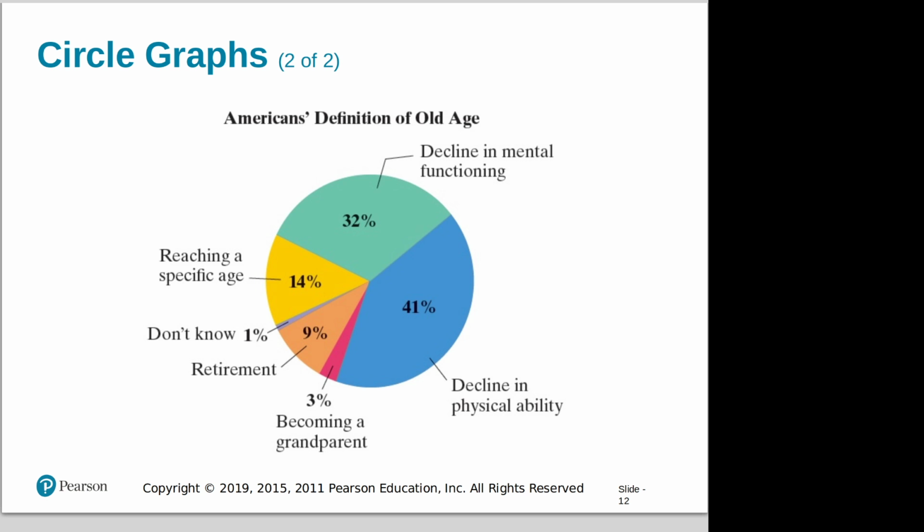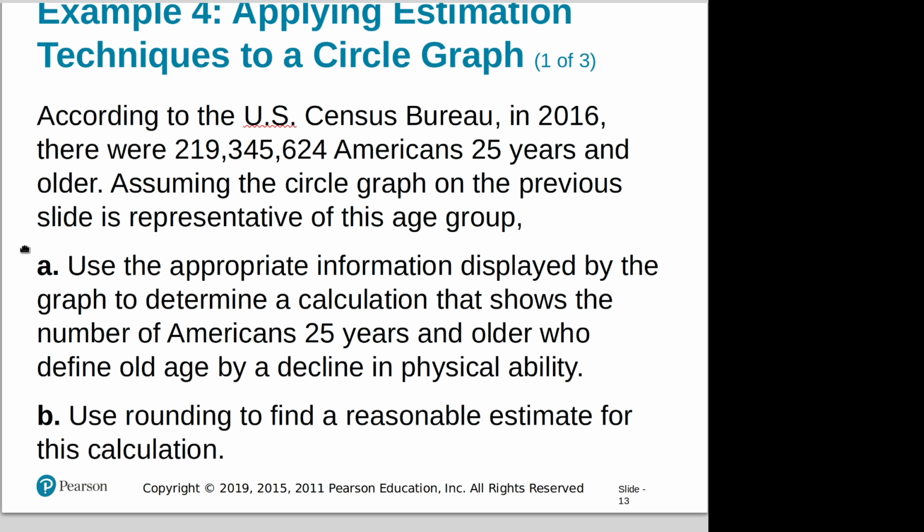So let's just run through it. Using a census, there are Americans 25 and older, and if we use that circle graph, we can figure out the number who define old age by a decline in physical ability. So if we have 219 million, we can round this number. So I would round this to 200 million.